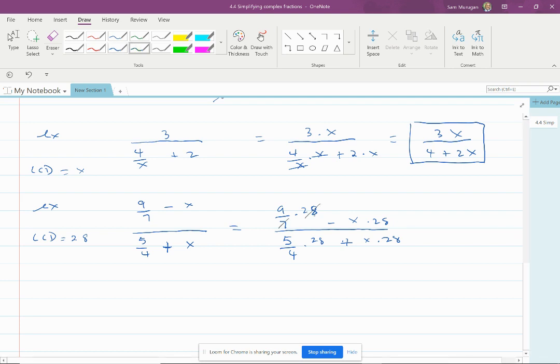7 into 28 is 4. 4 into 28 is 7. So on the numerator we have 9 fours or 36 minus 28x. And on the denominator we have 5 sevens, 35, plus 28x.